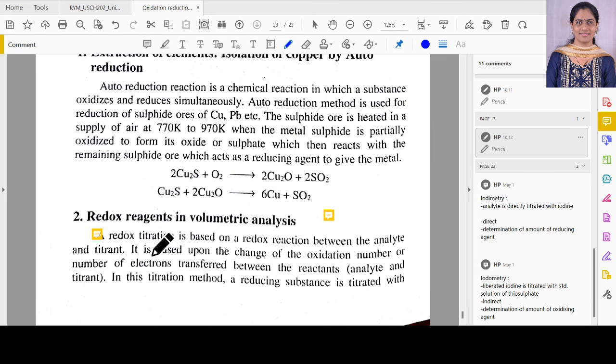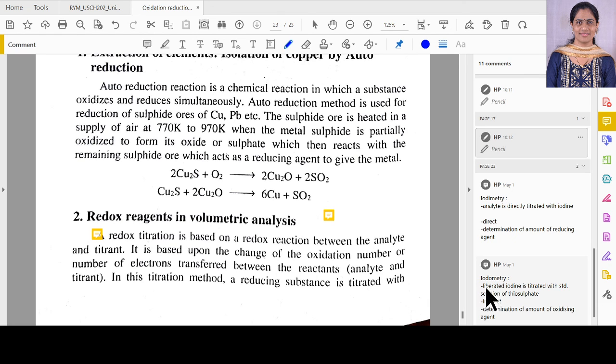Then again we have seen redox titrations, particularly iodometry and iodimetry. Iodimetry क्या है? Analyte is directly titrated with iodine. So iodimetry stands for directly titrated with iodine. This is a direct type of titration. Determination of the amount of reducing agent can be done with iodimetry. Reducing agent का amount निकालने के लिए iodimetry use करते हैं.